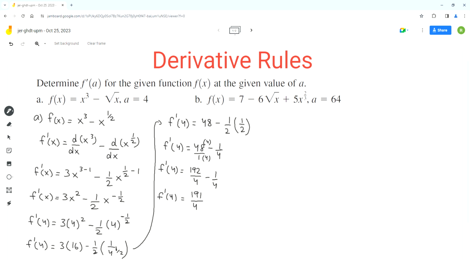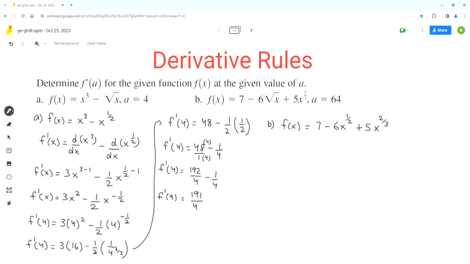So now we can analyze part B. In part B, we have three terms. Now in the middle term, there is a radical on the variable. So the first step is to change that radical to the rational exponent. And that will be 7 minus 6. And then the square root can be written as 1 over 2. And then plus 5x exponent 2 over 3.